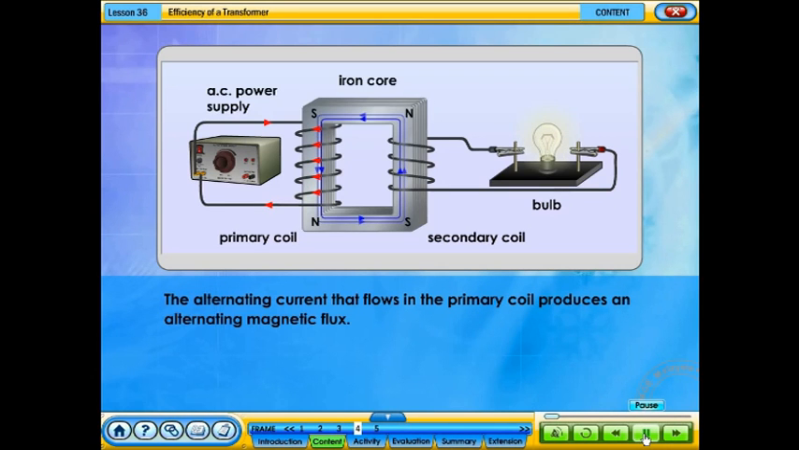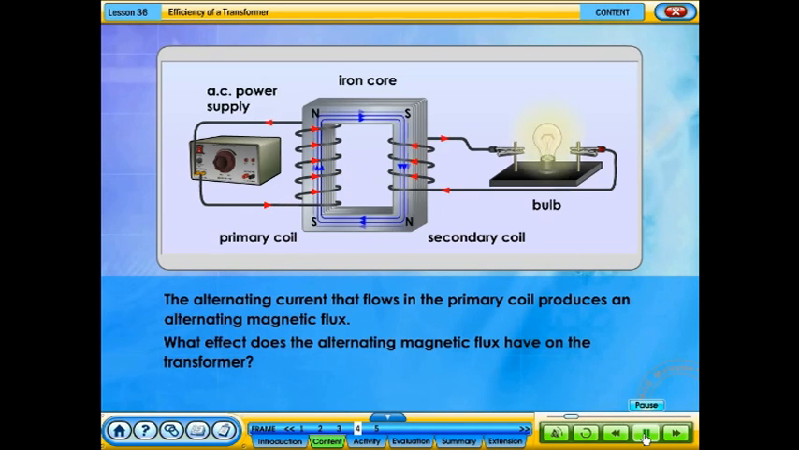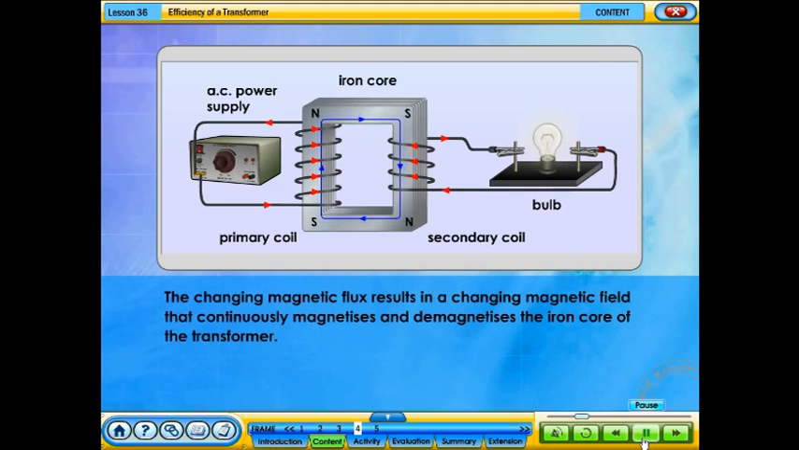The alternating current that flows in the primary coil produces an alternating magnetic flux. What effect does the alternating magnetic flux have on the transformer? The changing magnetic flux results in a changing magnetic field that continuously magnetizes and demagnetizes the iron core of the transformer.